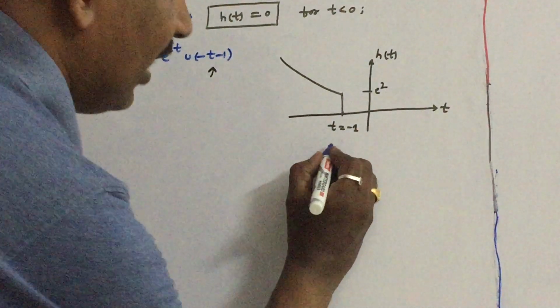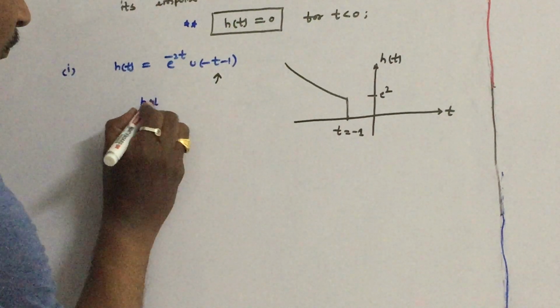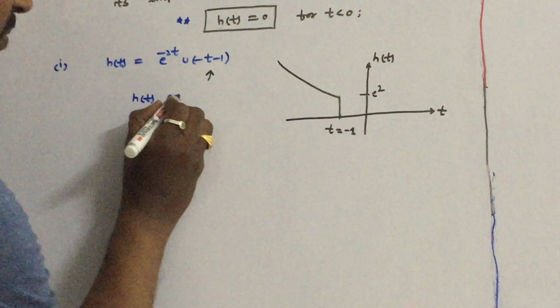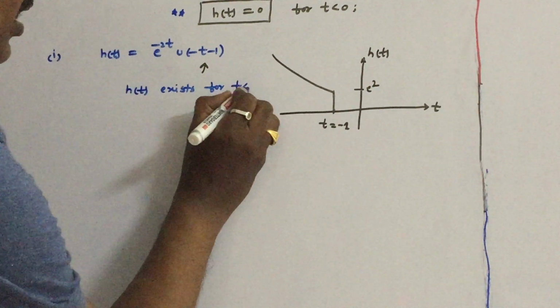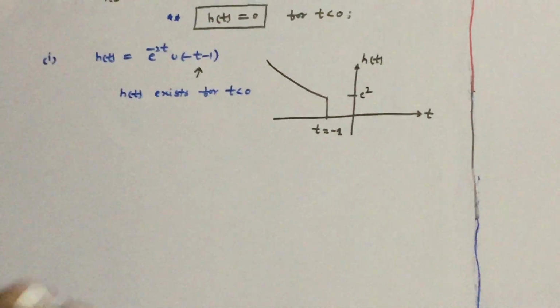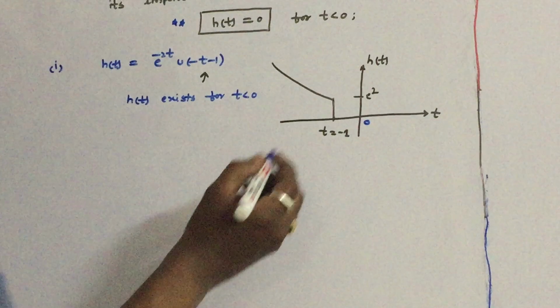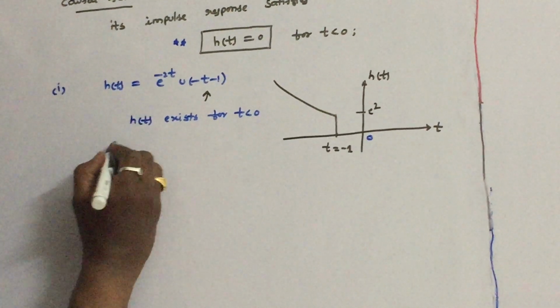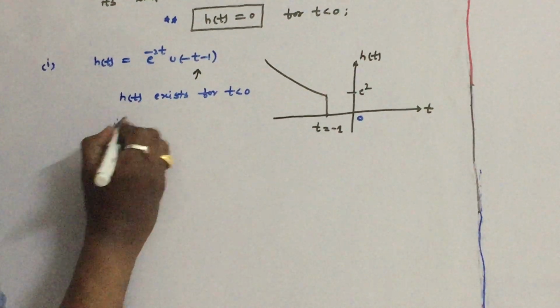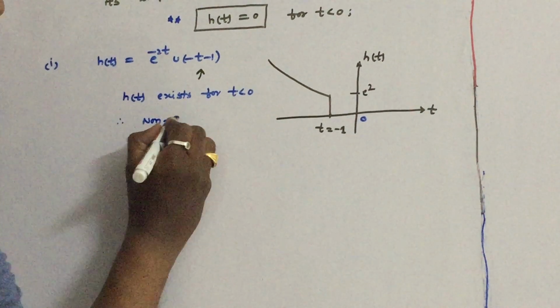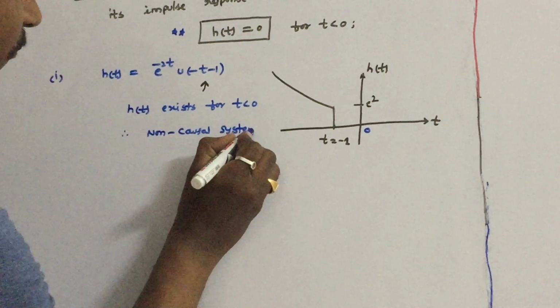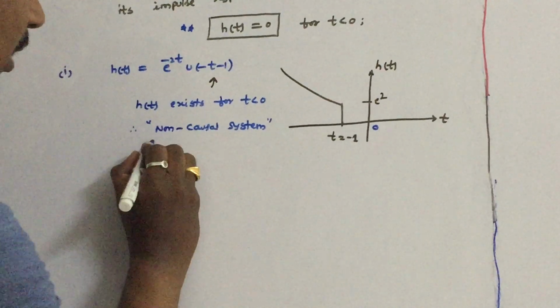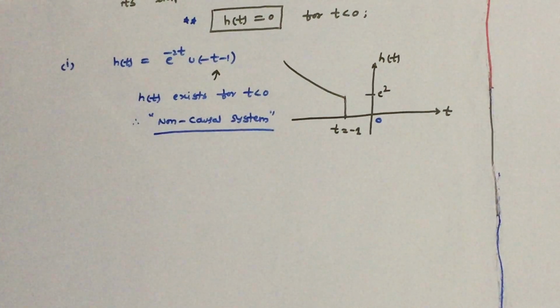So you can clearly see that h of t exists for t less than 0. H of t exists for t less than 0. Therefore this system is said to be a non-causal system. In this way you have to identify whether the system is a non-causal system.